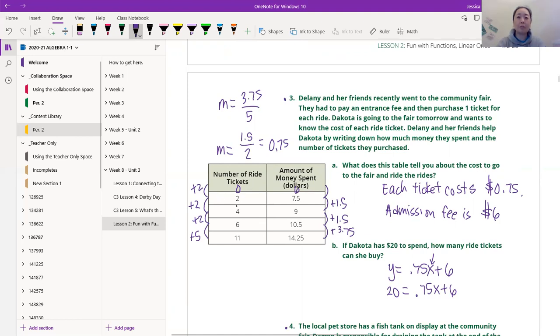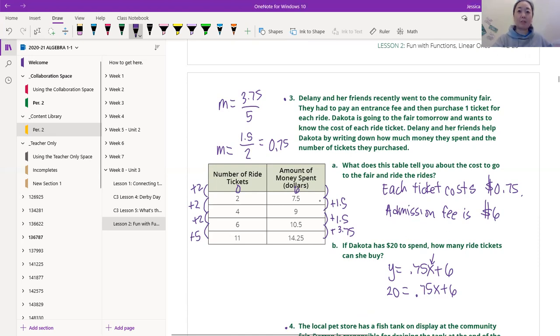Anyway, here's what happened. Somebody rode two rides, and one ticket equals one ride. That was the $7.50 they spent. Another person bought 4 tickets, and it was $9. And remember that there is an admission fee, which means you don't get any rides, you just get to come in. That was the question. And don't look at the stuff on the right, because we don't know that technically yet.